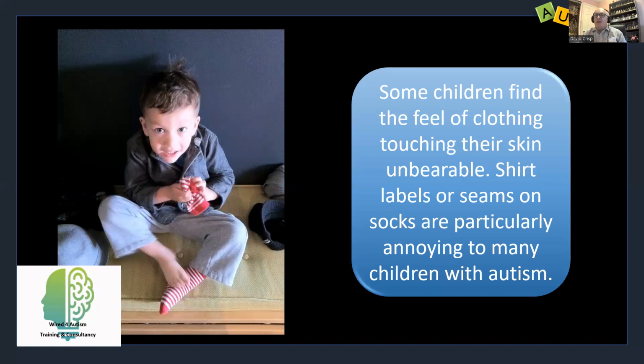Socks can be particularly annoying to many children with autism. The most awkward things to put on are socks. Even though I've worked in care for many years, I really hate putting socks on other people. Not only because of the lovely smell of feet, but they're blooming awkward things to put on, aren't they? So again, a lot of autistic people may prefer to wear no socks or run around with nothing on the feet at all.